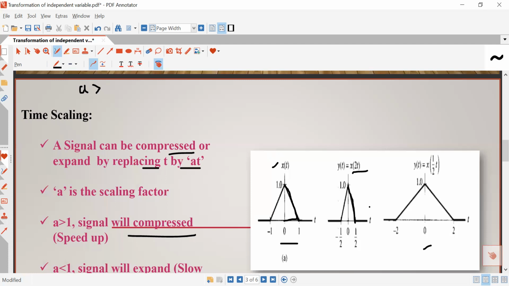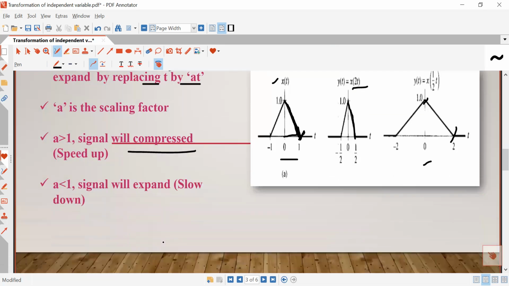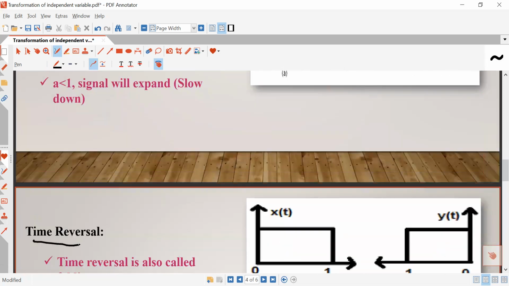So the signal will speed up when it is compressed, and when it is expanded, the signal will slow down, because in this case you can see the original signal required 1 second to reach from the maximum value to 0. But in this, 2 seconds are required. So this response is slowed down from the original signal. So expansion always slows down the response, and compression always enhances or speeds up the response. This is time scaling.